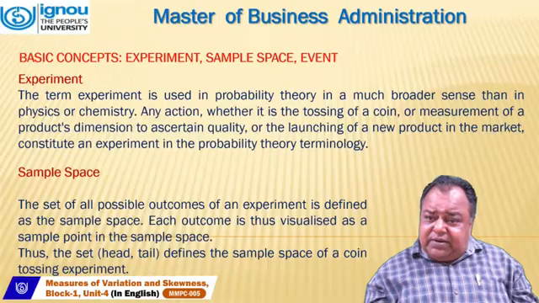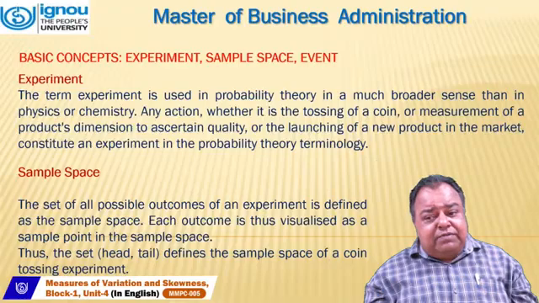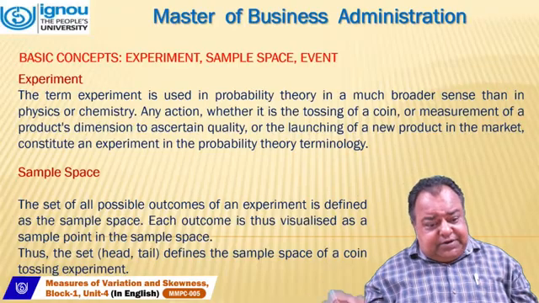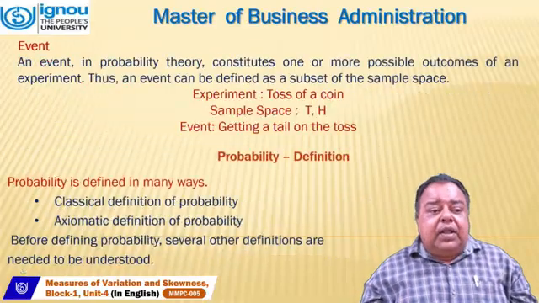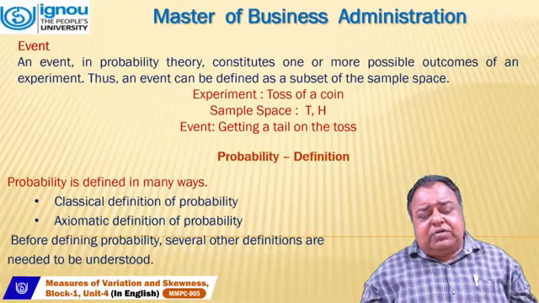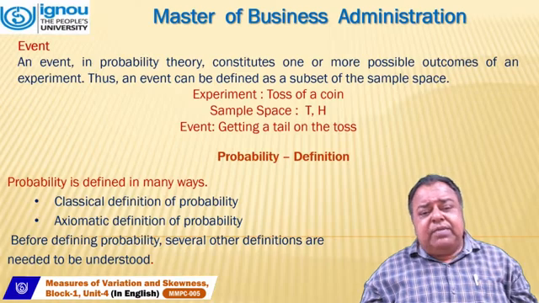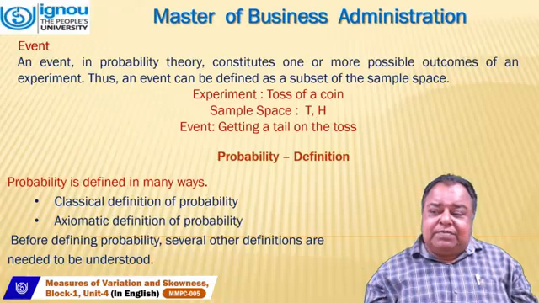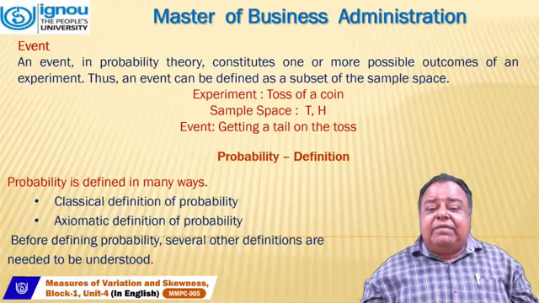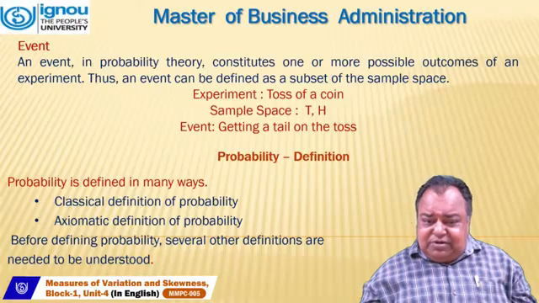Taking up an example of a coin, there are two outcomes, either a head or a tail. That means the sample space will be {H, T}. Event: an event in probability theory constitutes one or more possible outcomes of an experiment. Thus, an event can be defined as a subset of the sample space. The experiment is the toss of a coin, the sample space is T or H, and the event is getting a tail or a head.